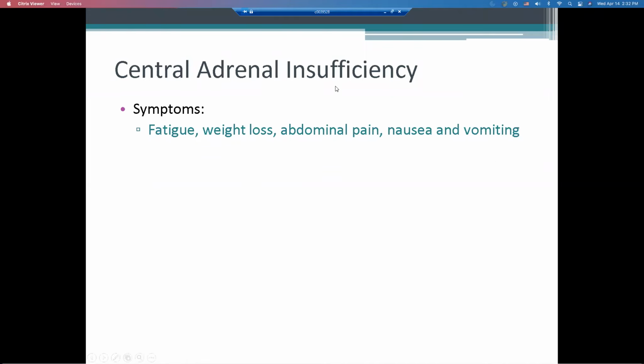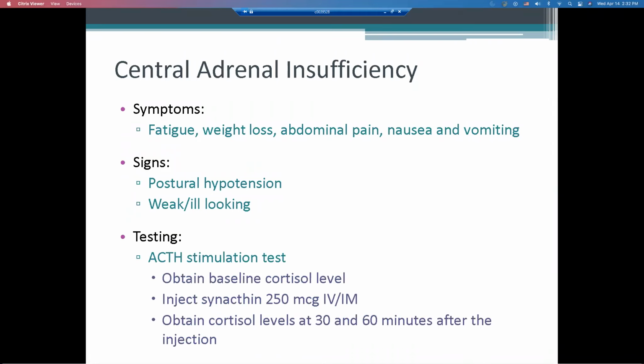So if a patient comes to you with adrenal insufficiency, they will have fatigue, weight loss, abdominal pain, nausea, and vomiting. And signs, maybe you can pick up postural hypotension. Patients with adrenal insufficiency are quite tired and fatigued, and they look sick, so you might see this look on them. Now, how do you test for adrenal insufficiency? We order a baseline cortisol and ACTH. And please do not order labs at night.